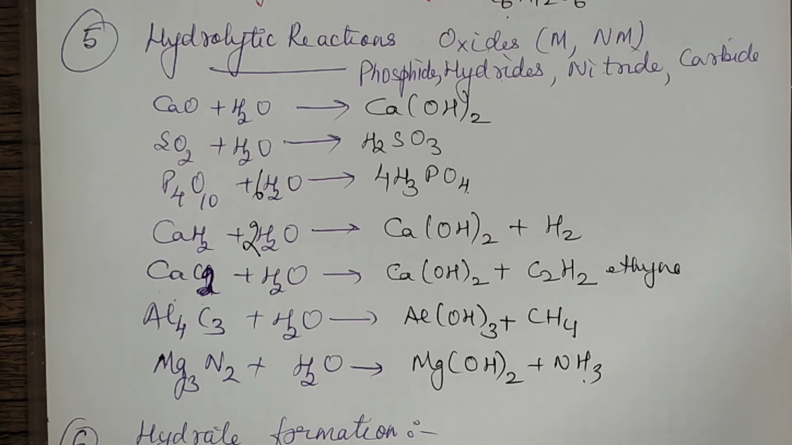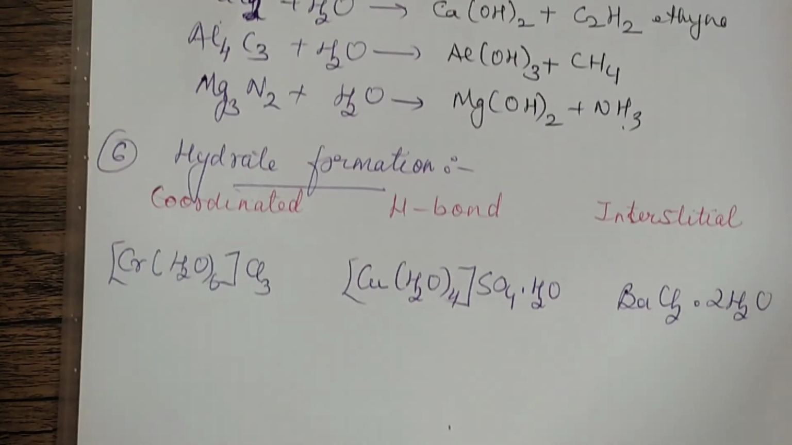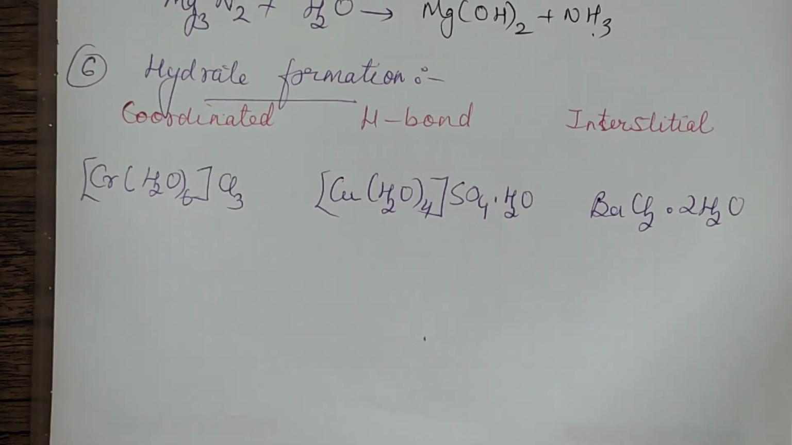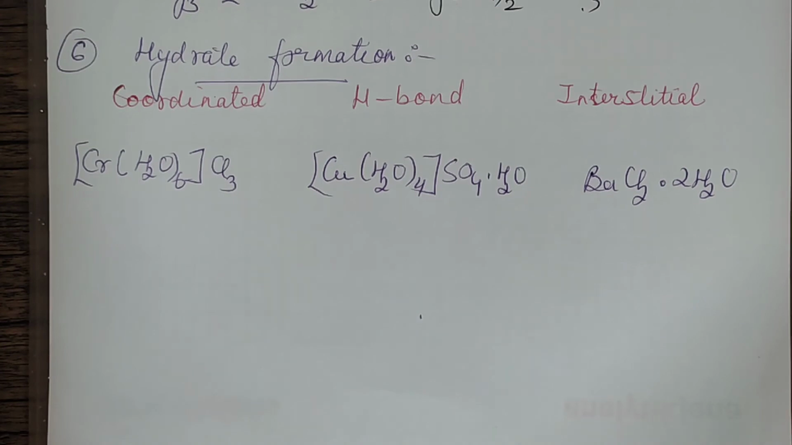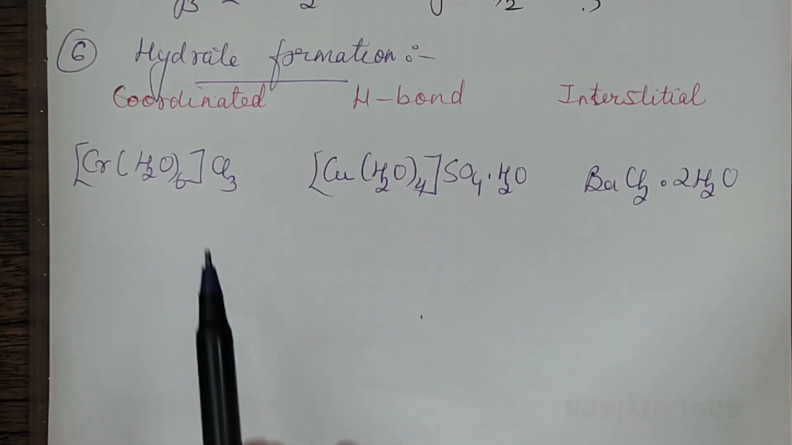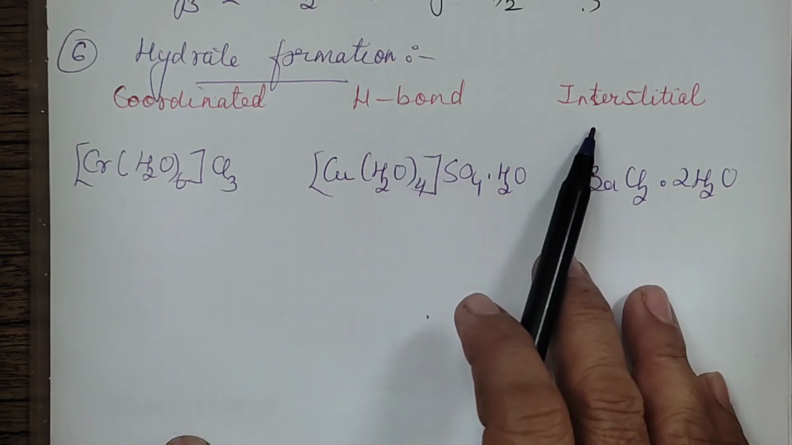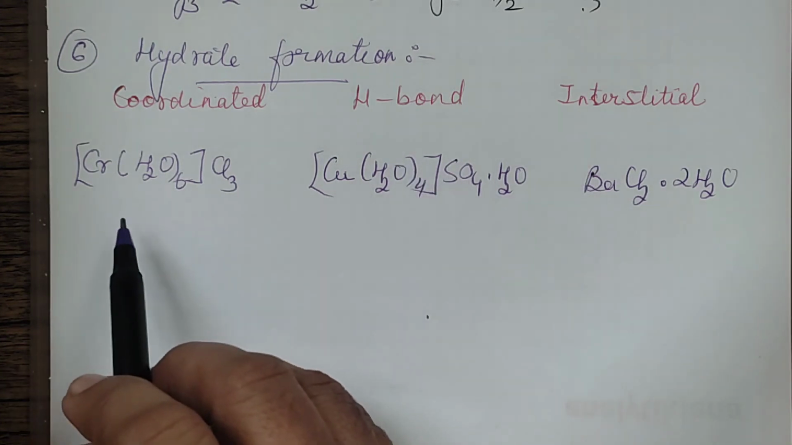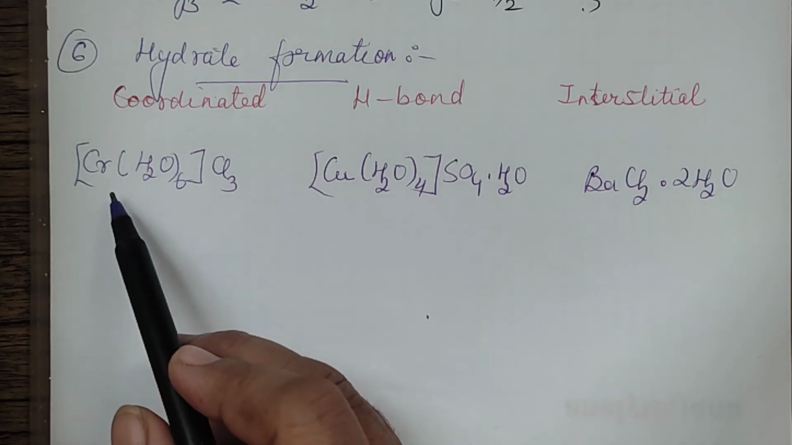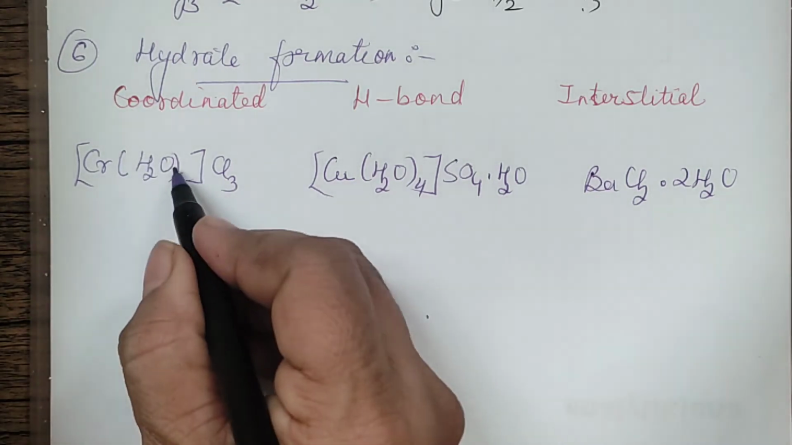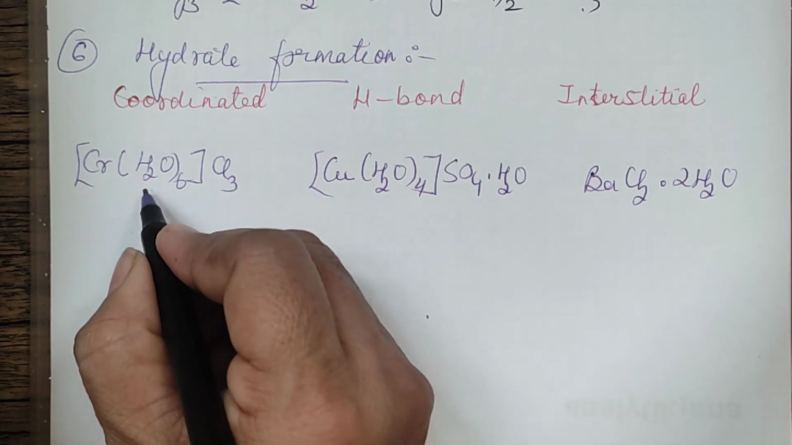Now, the last property of water we are doing now, that is hydrate formation. Now, water can form hydrates. The hydrates which it is forming are of three types. One, coordinated water, hydrogen bonded, and another one is interstitial. Now, the first example which is written here is where water molecule has formed dative bond.